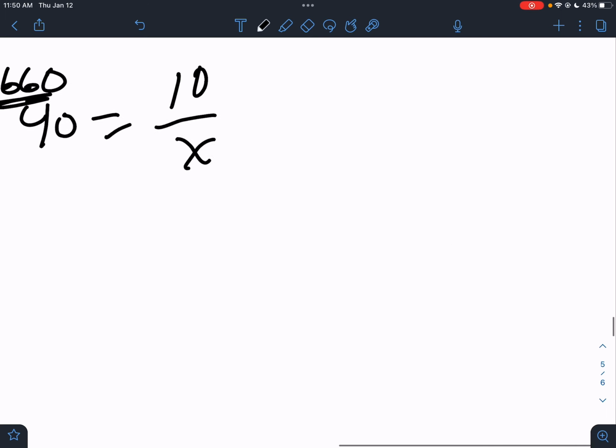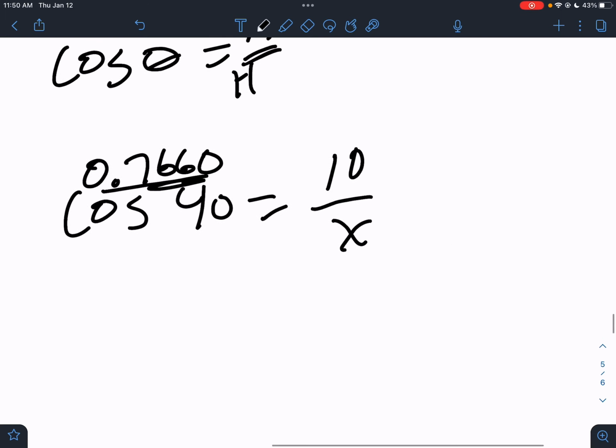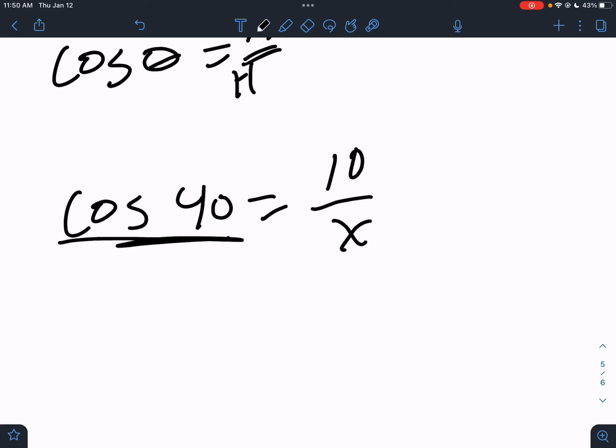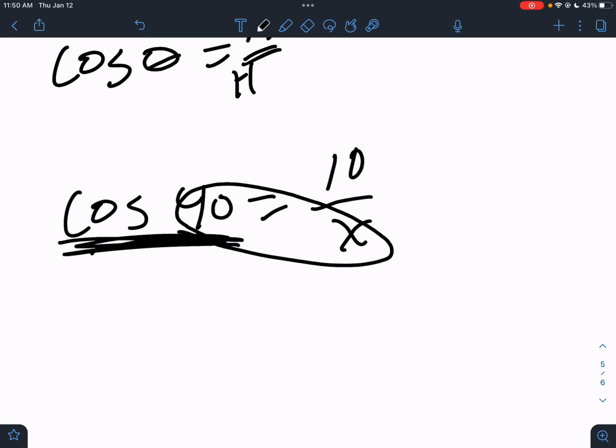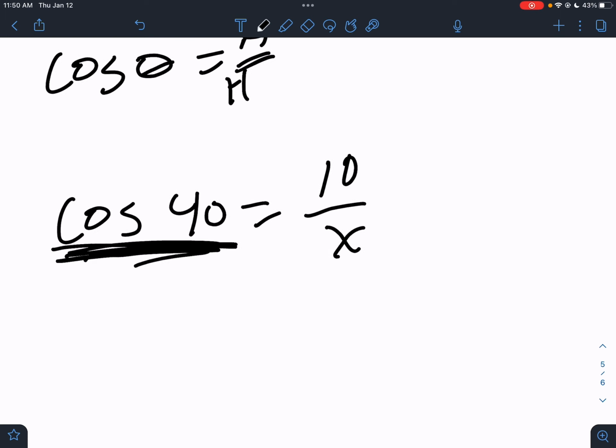So again, this is the number 0.7660, but I don't want you thinking about it like that necessarily, but this whole thing is the number. It's not the 40. Cosine 40 is the ratio, not 40. It is not whole number 40. It is a decimal. So it's these two things. They're going to switch places. If x is down low, they switch places, you know.